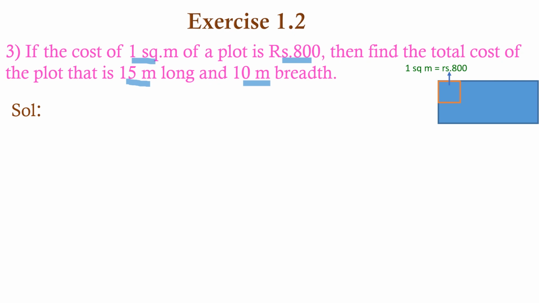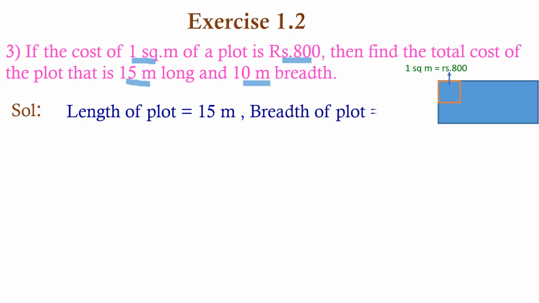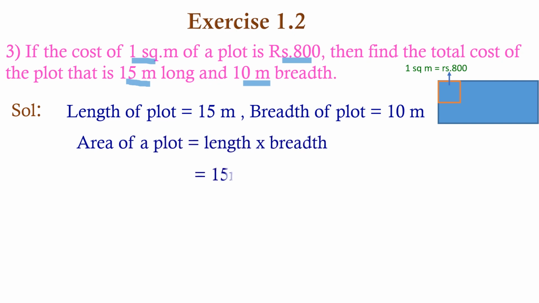To find out the total cost, first we have to find out what is the total area of that plot. To find out the area of that plot, first write down measurements. Length of plot equal to 15 meter and breadth of plot equal to 10 meter. Now area of a plot equal to length into breadth. 15 meter into 10 meter is equal to 150 square meter. So the area of a plot equal to 150 square meter.